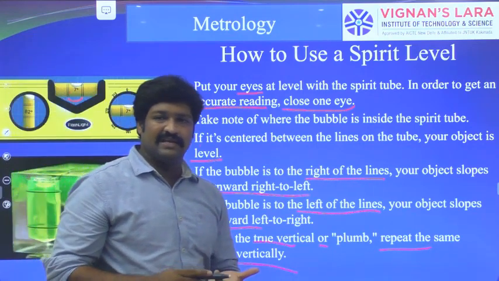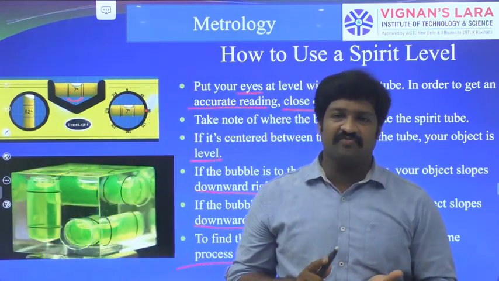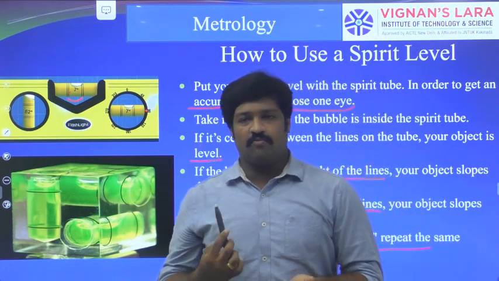So these are the spirit level and angle deckers. These two are used for identifying angles of the components.